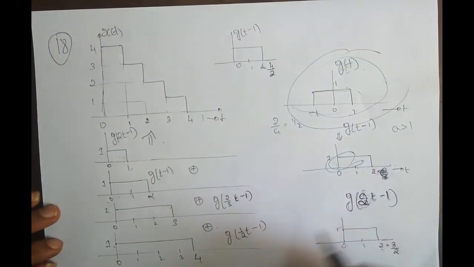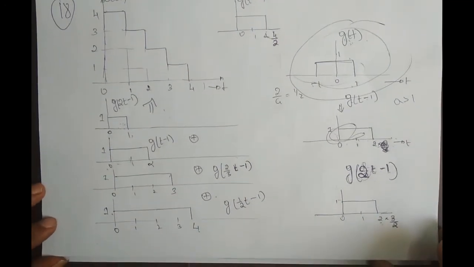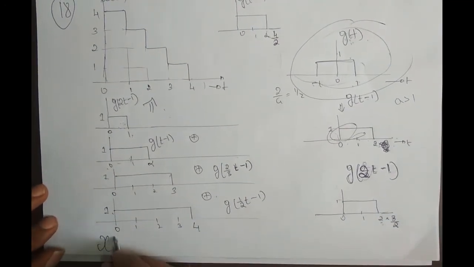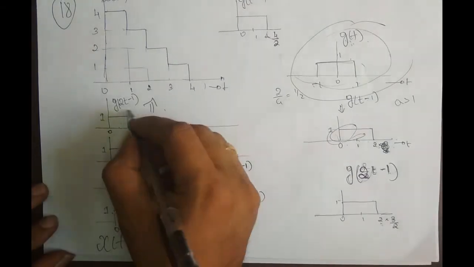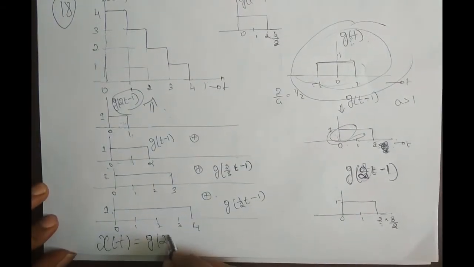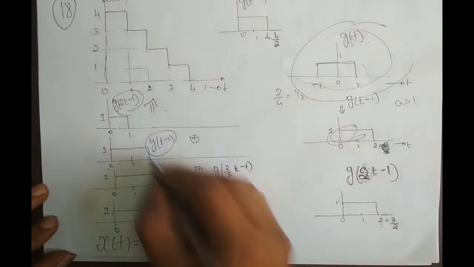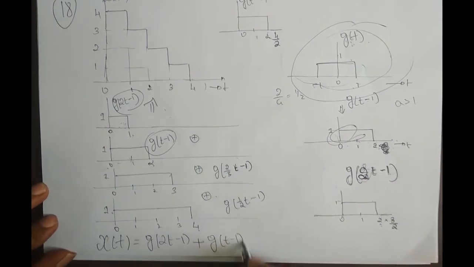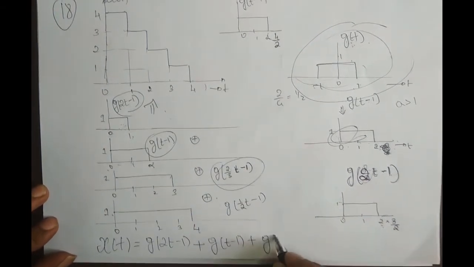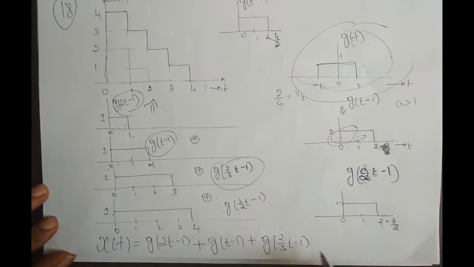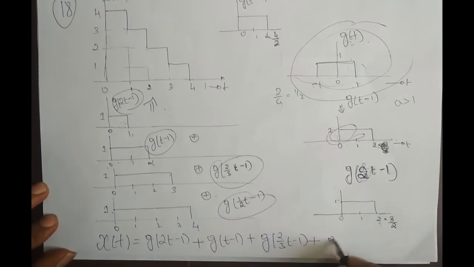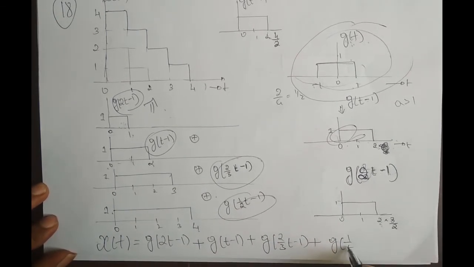Okay. So ultimately I have to put it in terms of an equation. So x of t in terms of g of t is what? This signal g of 2t minus 1, plus this signal g of t minus 1, plus this signal g of 2 by 3 t minus 1, plus this signal, which is g of 1 by 2 t minus 1.